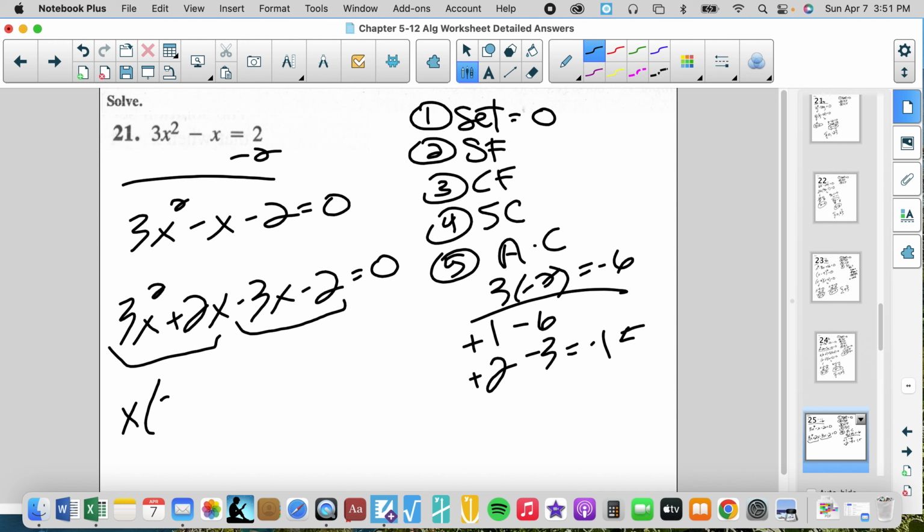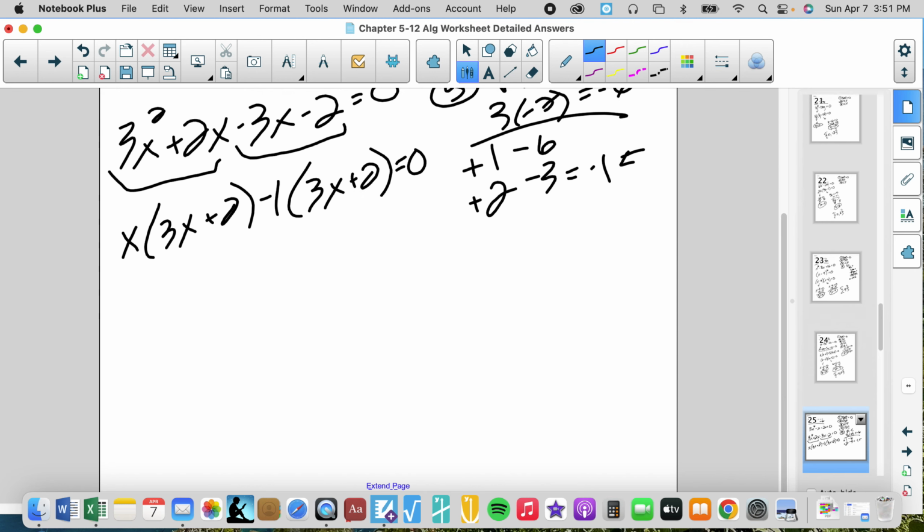Factor out an x, we get 3x plus 2. Factor out a negative 1, we get 3x plus 2. So 3x plus 2 times the quantity x minus 1.